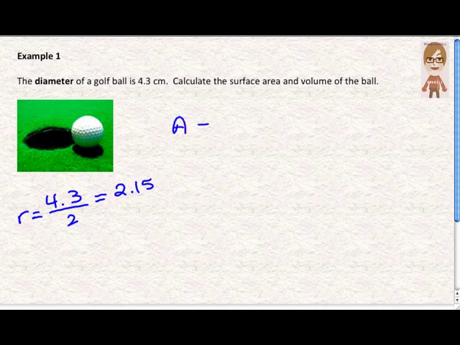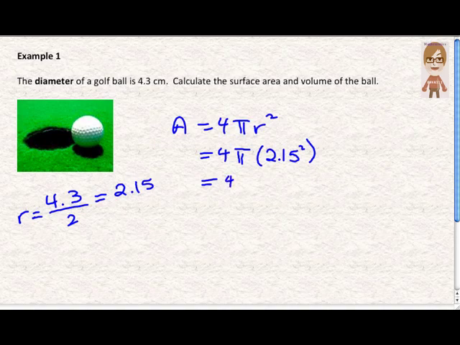Surface area formula, not too bad, just 4 pi r squared. And then we just sub in our radius. So 4 times pi, the radius we said is 2.15, and that's squared. Just make sure you're not squaring the 4 or the pi, that you're only squaring 2.15. You might want to start with that. If you do, 2.15 squared is 4.62.